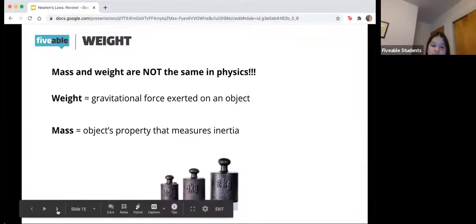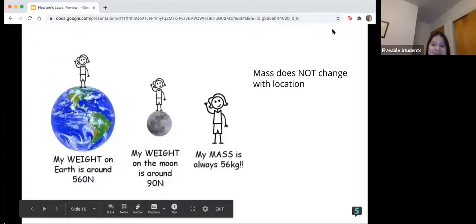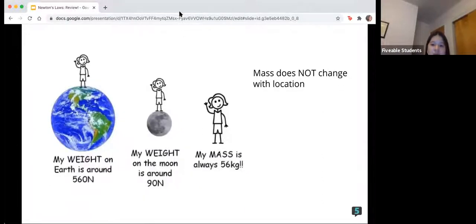Here's a cute little image that I found. Mass never changes no matter where we are in the universe or the solar system. Mass is just it. If I have a mug floating in space, its mass is just whatever it is. Whereas weight cares about gravity.